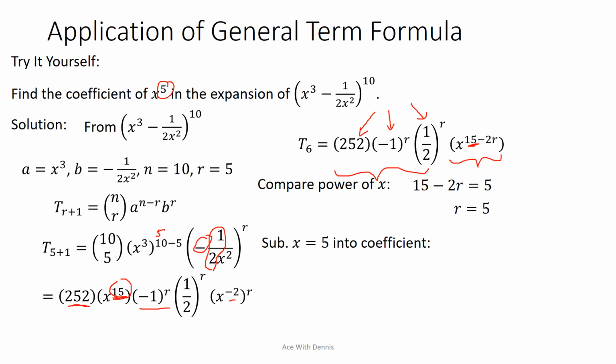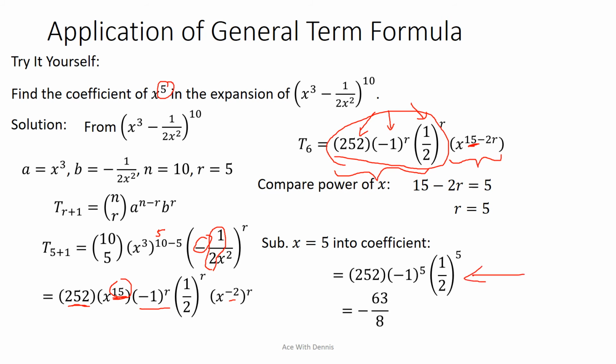Once you get r equals 5, we substitute r equals 5 into the coefficient part, as I said just now. It becomes 252 times (−1)^5 times (1/2)^5. You can see that everything is constant. So you press the calculator, and you get the answer, which is negative 63 over 8. Do you get the answer correctly?